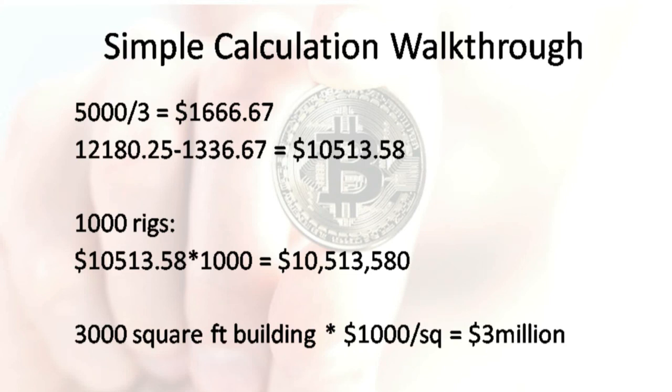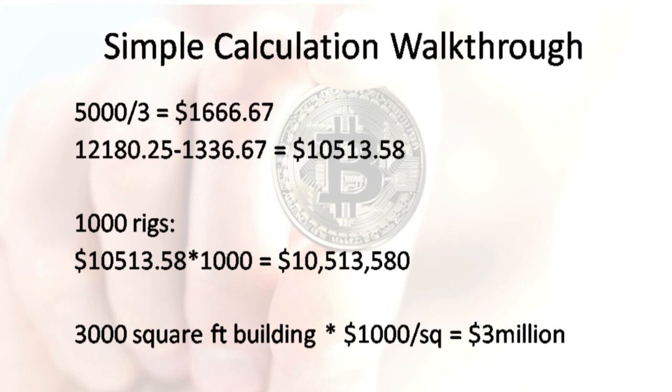Now, let's say we're running a mining farm operation with 1,000 of these mining rigs. If that is the case, the yearly profit will be $10,513.58 times 1,000, which equates to $10,513,580. Now, that might be a lot of money, but we have not accounted for the place where we're going to store all of your mining rigs for your operation. So we haven't accounted for the facility yet.